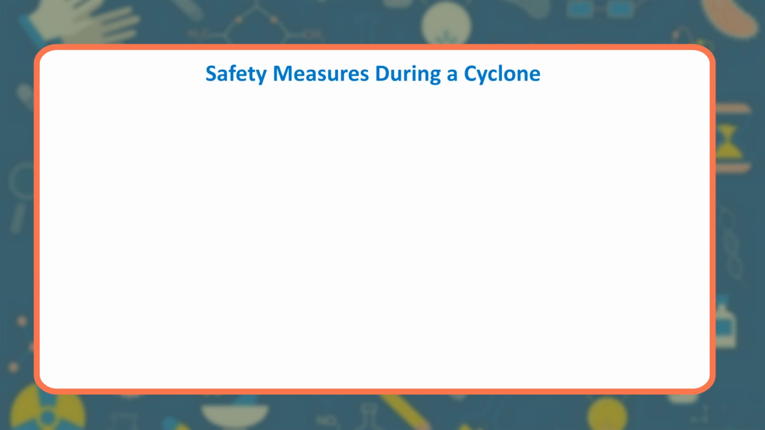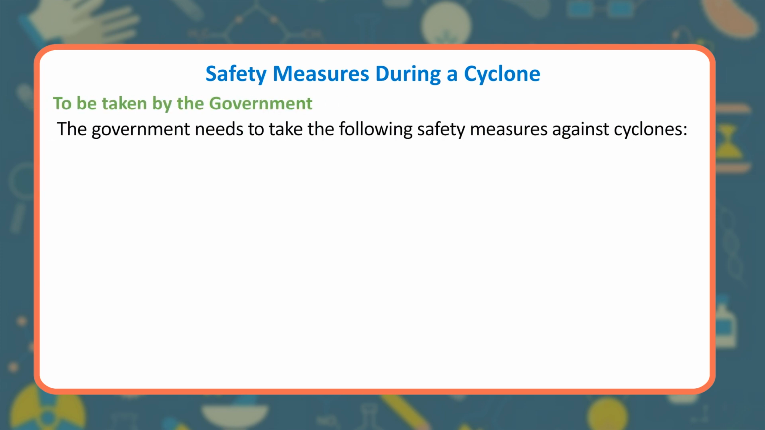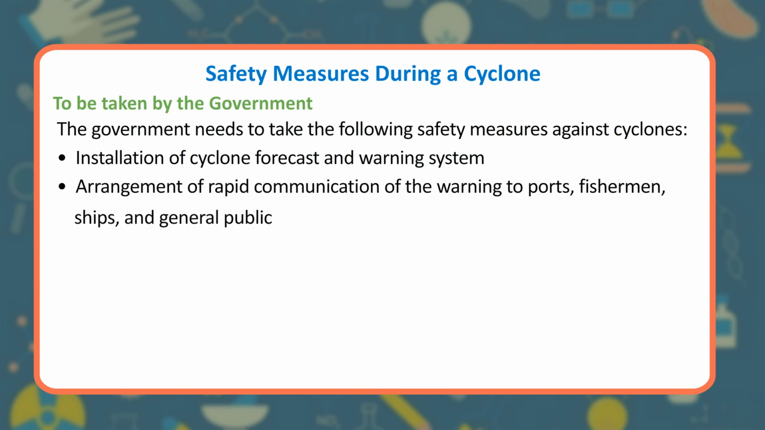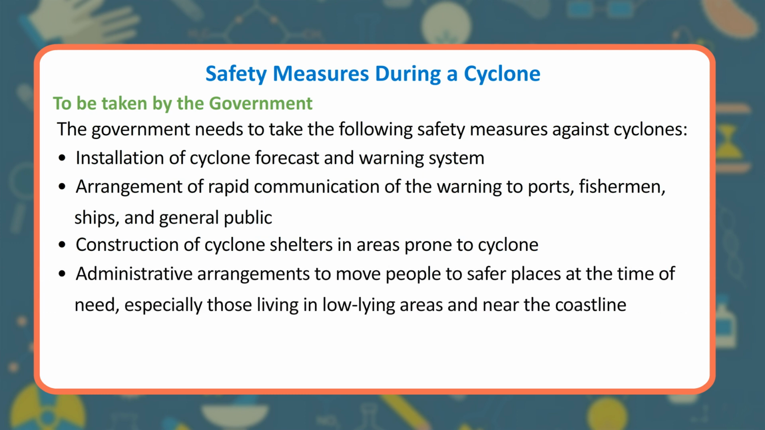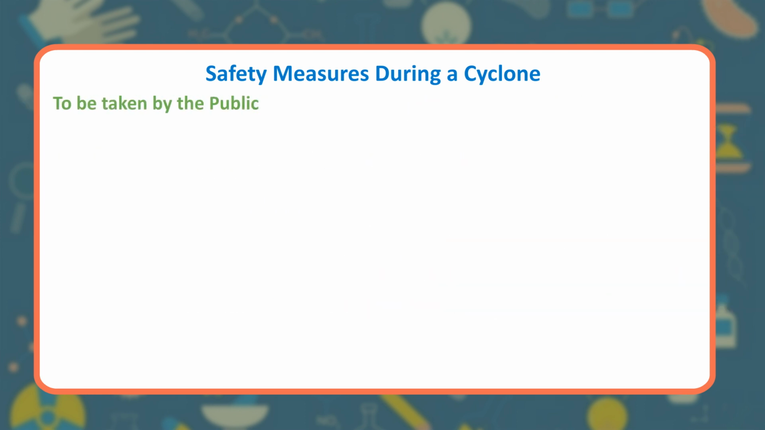Safety measures during a cyclone. To be taken by the government. The government needs to take the following safety measures against cyclones. Installation of cyclone forecast and warning system. Arrangement of rapid communication of the warning to ports, fishermen, ships, and general public. Construction of cyclone shelters in areas prone to cyclone. Administrative arrangements to move people to safer places at the time of need, especially those living in low-lying areas and near the coastline.